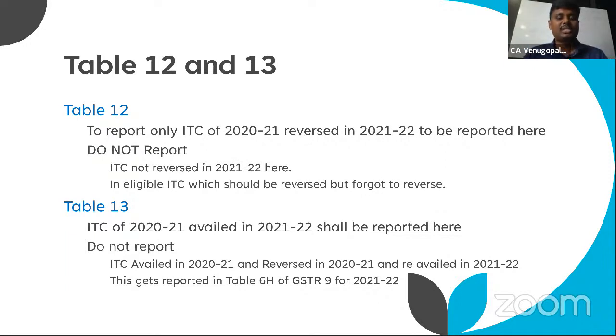Now the question comes, having paid, will I get the input tax credit? It would be highly doubtful. So 16 subsection 4 restricts the time limit within which you have to avail the credit, and that has lapsed.